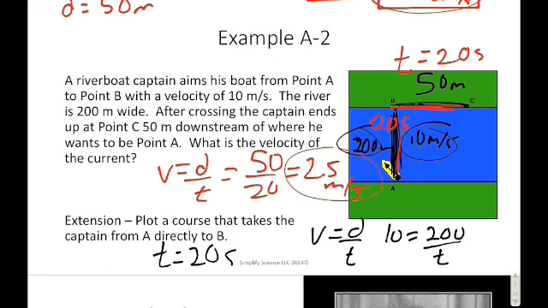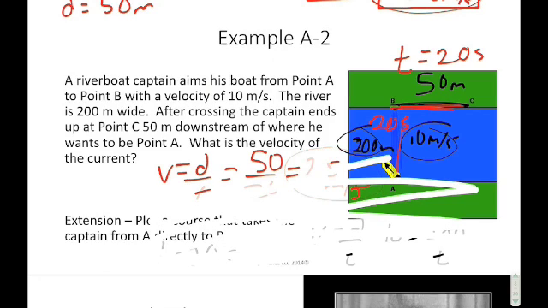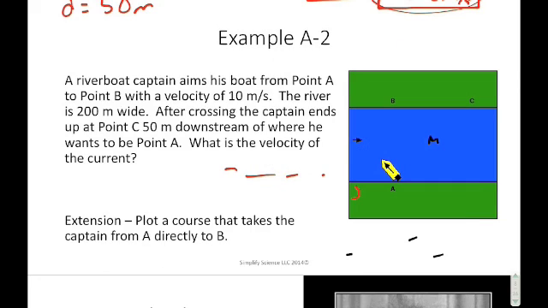So now, the next one says plot a course that would take the captain directly from A to B. Now this is very much an extension question, so you may want to fast forward if this is beyond what you want to know as far as this class is concerned. But if I want to go here, I have to account for the current. So in other words, I've got to do this. I've got to account for the fact that the current is moving at 2.5 meters per second.